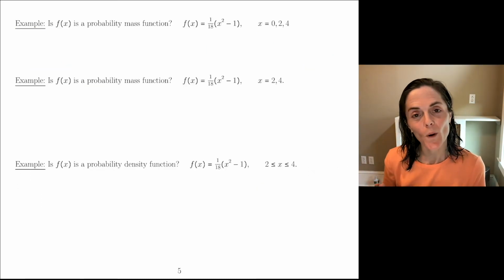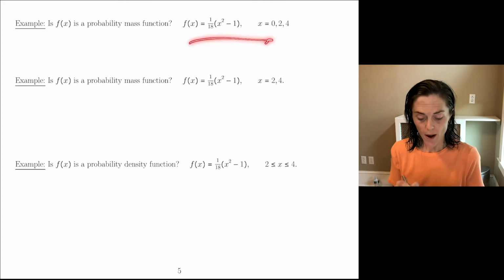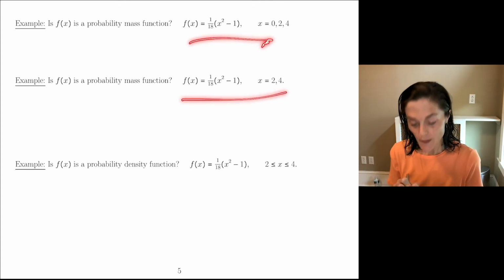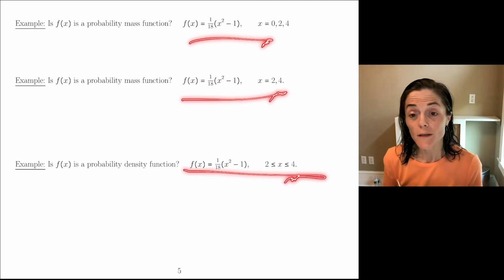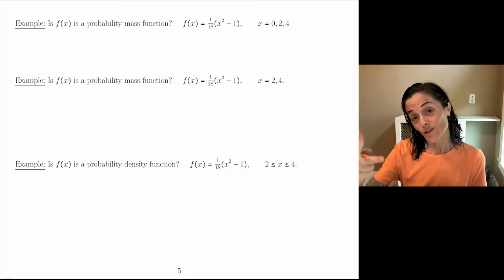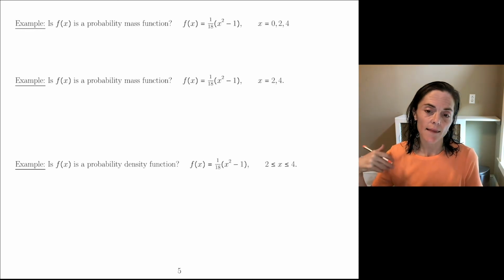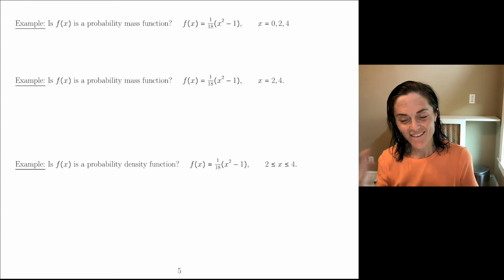Okay, we have one more page of examples here, but it's a question. Is this a probability mass function? Is this a probability mass function? Is this a probability density function? You notice the formula is the same in all 3 of these. Okay, well, if the answer is yes, I have 2 things to verify. If the answer is no, I just need to justify that one of the 2 things fails.